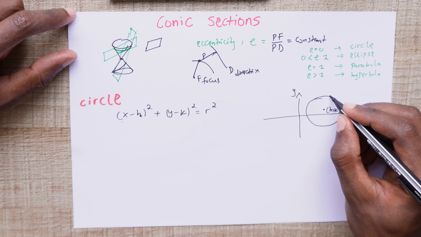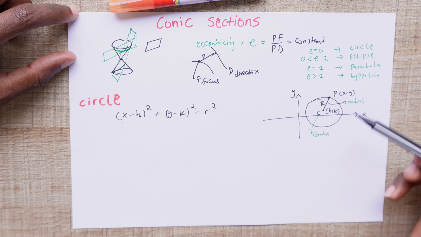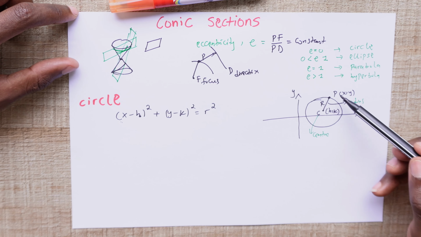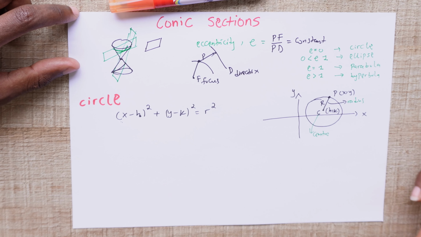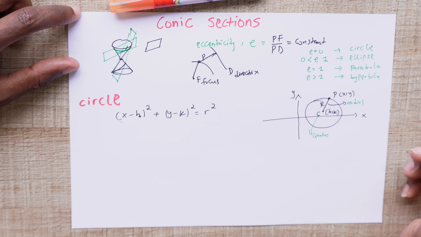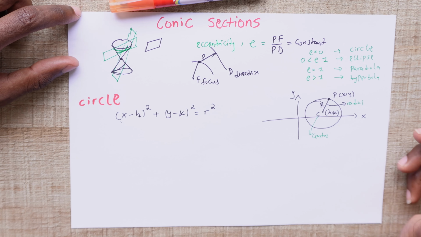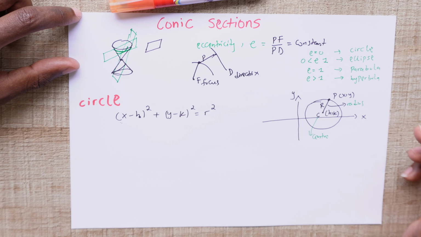C here is the center, and P are the set of points. So as P moves along this curve, which in this case is a circle, the ratio, the distance of P to C is always a constant. That constant is known as the radius. So it is expressed by this equation, where h and k simply represent the coordinates of the center of the circle. So it's really, really easy to understand.